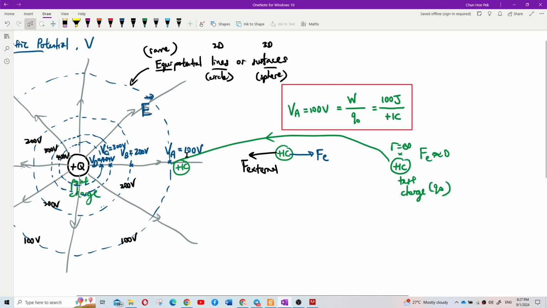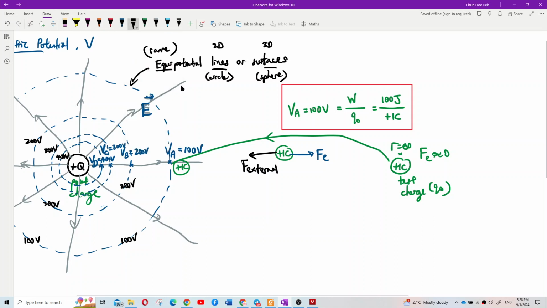Since it cannot move by itself, this test charge is being repelled by the point charge. So of course, you are the one who needs to do the work to bring this test charge from infinity to that point. You are the one who is going to push it to that point A. How much work done is used, class? 100 joule, that's right.